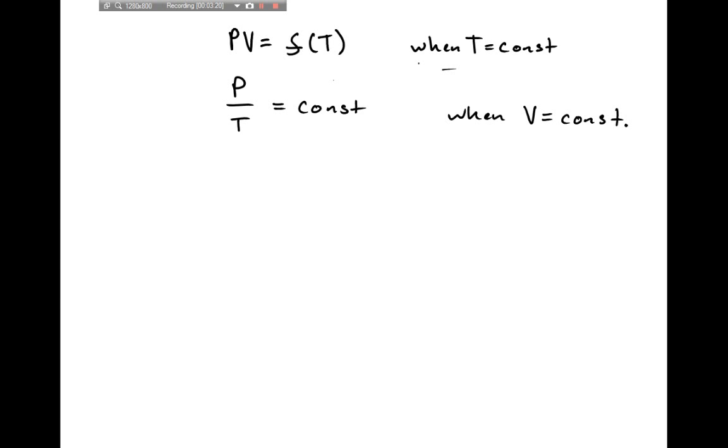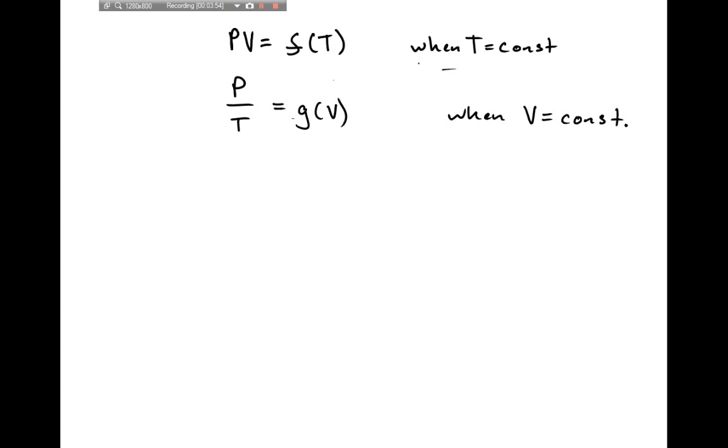Again, we can make the same type of argument. Because this equation is only true when the volume is held constant, this constant over here has to depend on the volume of the gas. If this didn't depend on the volume of the gas, we would just say that P divided by T is equal to a constant, and we wouldn't bother specifying that it's only true when the volume is held constant. So the fact that this is only true when the volume is held constant means that this number over here has to change when the volume changes. So again, we could write this as some function of volume. So I'll write this as G of V.